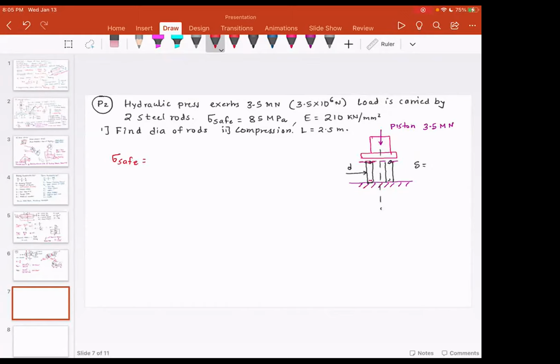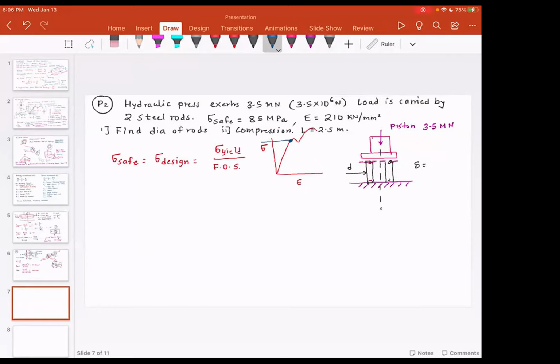Now sigma safe is also called sigma design, which is nothing but sigma yield divided by factor of safety. Now I want you to quickly remember the stress strain curve that we talked about. You have sigma, you have epsilon. Whenever we design an engineering system, we do not want to exceed the yield stress. And why do we want yield stress to be our limit?